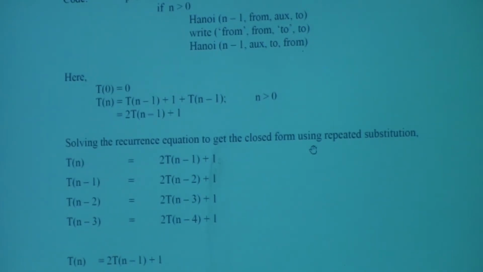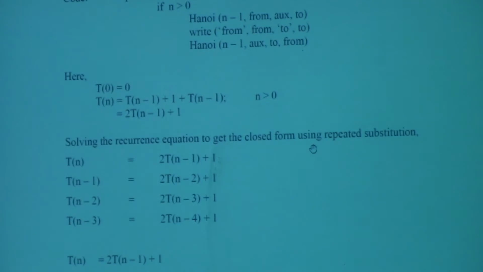So now I will do repeated substitution. It's going to look like this. T of n is equal to 2T of n minus 1 plus 1. Now T of n minus 1 I will solve by substituting n minus 1 for n. So I'll get n minus 1 minus 1, which is n minus 2, plus 1. You can see that I can do the same thing for T of n minus 2 and T of n minus 3. So let's do this 3 times and see if we can make a pattern like we did last time. Okay, so what we're going to do is we'll do this 3 times.